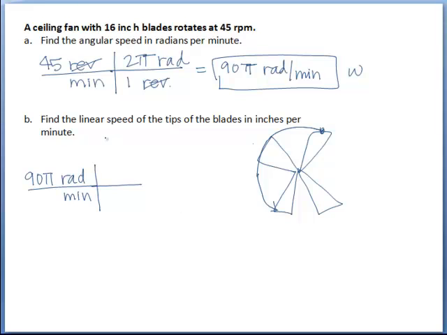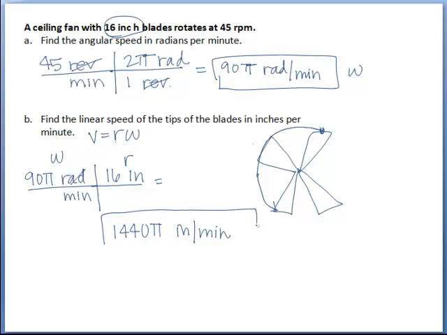So in this case, do you see that we've got a 16-inch radius of our ceiling fan? Because that ceiling fan has a 16-inch radius, if we multiply that radius, because remember our formula is V equals R omega, if we multiply the radius by omega, so 16 inches times omega, we should get V. And do you see when you multiply inches by radians, radians cancel and you're left with inches per minute. If you multiply that out, you end up with 1440 pi inches per minute.